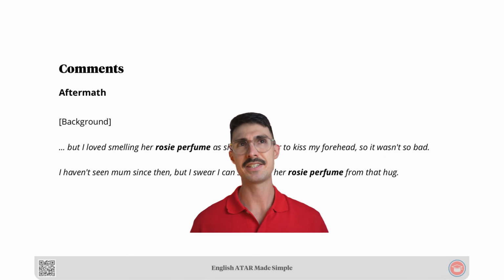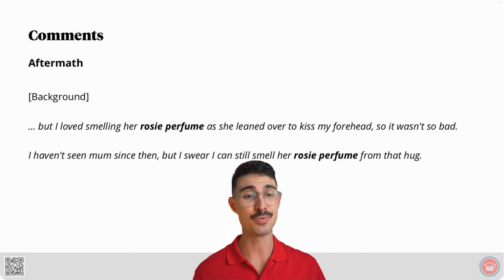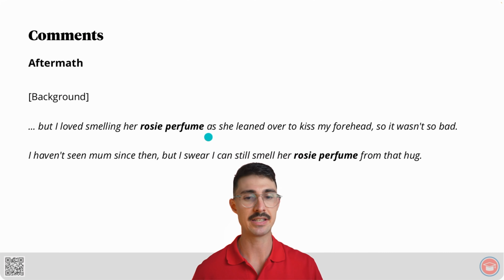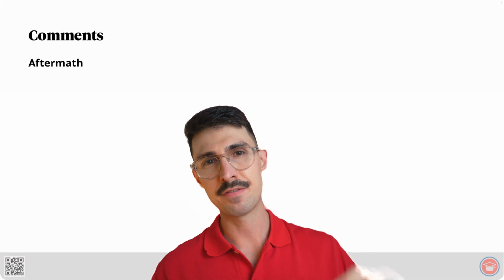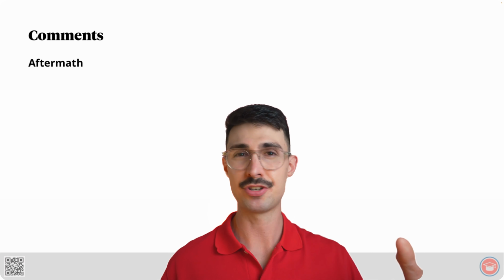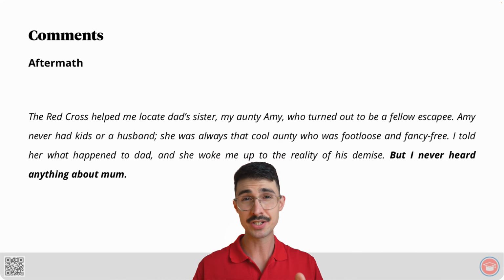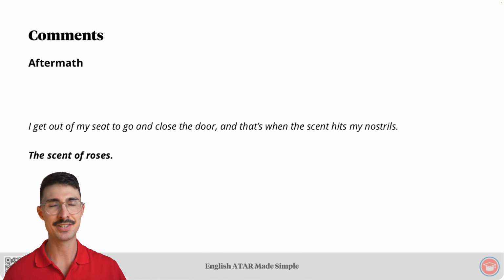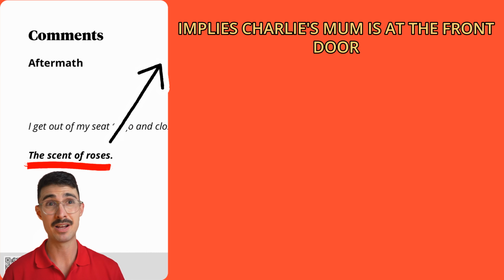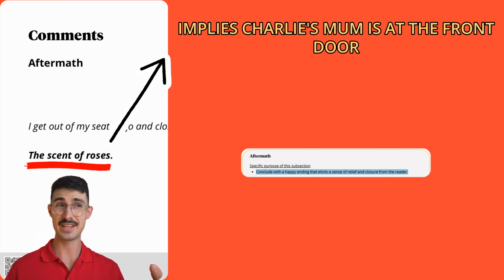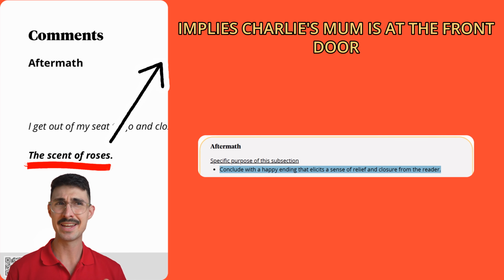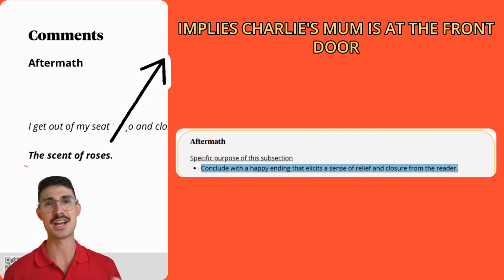A distinctive feature of Charlie's mum was what he referred to as her rosy perfume, as we can see here in these excerpts of the background section. Then fast forward to the beginning of the resolution section that we're looking at now. We're told Charlie never heard anything about mum. Therefore, the final sentence of the entire story, "the scent of roses," firstly implies that Charlie's mum is at the front door. Put differently, the final sentence gives the reader a sense of relief and closure, while making them wonder whether Charlie's mum is actually at the front door.